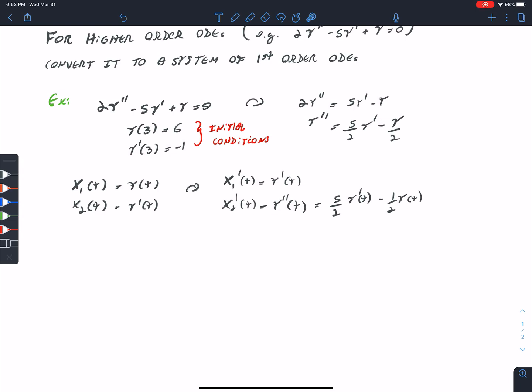Now what we're going to do is use the definition that we just have here, where y of t is just x1 and y prime of t is called x2. So let's substitute into here, and we're going to end up with 5/2 x2 of t minus 1/2 x1 of t, right? So now we have rewritten this entire second order ODE into a system of ODEs.